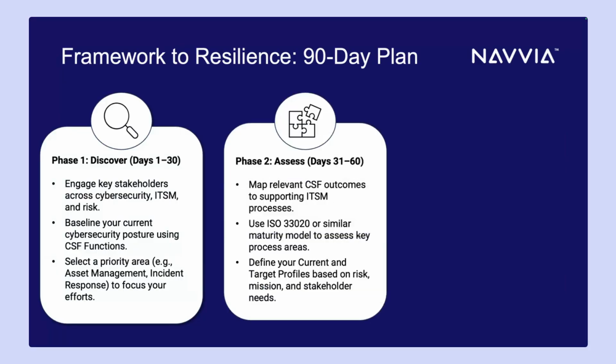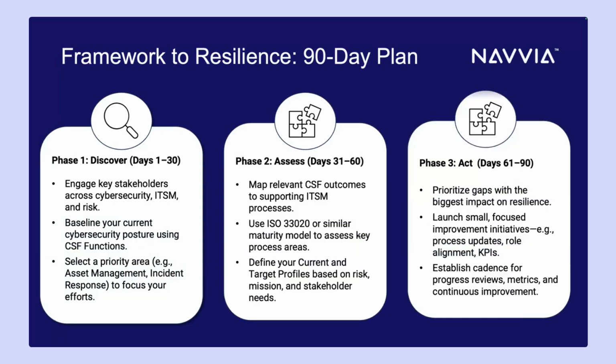Then go deeper and assess those outcomes and those processes that you're focusing on through tools like the Navvia tool or doing it yourself, however you want to approach that, mapping the relevant CSF outcomes to supporting ITSM processes, looking at your maturity, and then you can use that to define your current and target profiles. And once you understand your current and target profiles, well, then you can set and prioritize how you're going to address it. So look at the biggest impact on resilience.